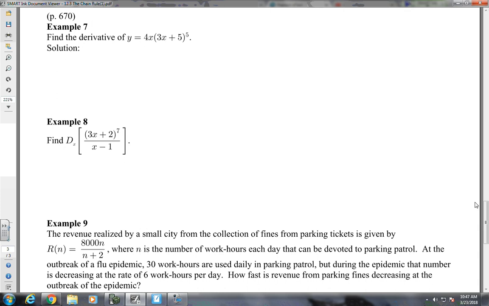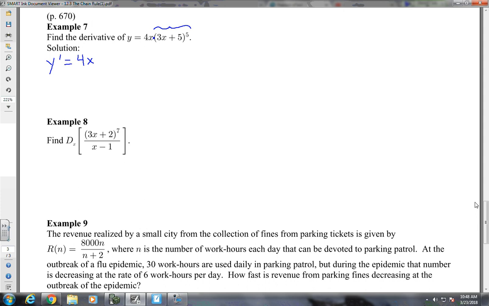Find the derivative of y equals 4x times (3x plus 5) to the 5th. We can call the derivative y prime, among other things, dy over dx or y prime would be sufficient. Noticing that we're dealing with the product of two functions of x, we're going to start with the product rule. So we have the first function, 4x, times the derivative of the second function.